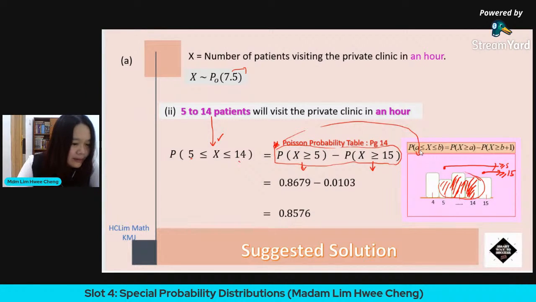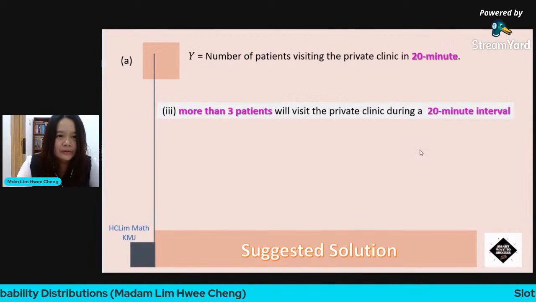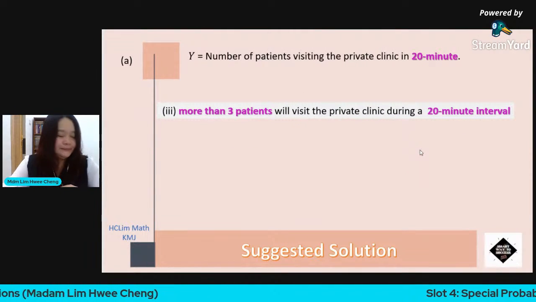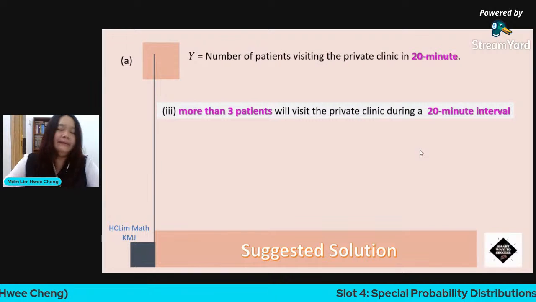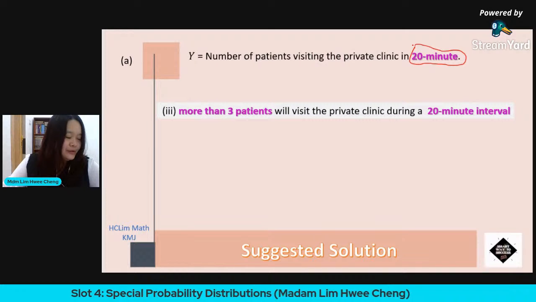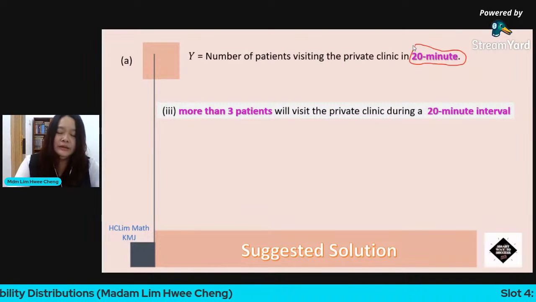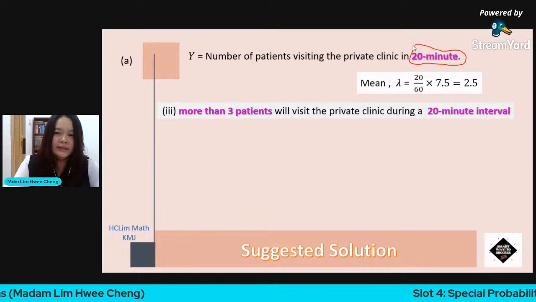Okay, Dodina. Okay, bagus. Dia dapat jawapan. Okay, so we go to the A3. More than. Okay, class, you notice or not? In this question, they change the time interval. So, maksudnya lambda kita need to change. Okay, so we need to change lambda from 20 minutes.